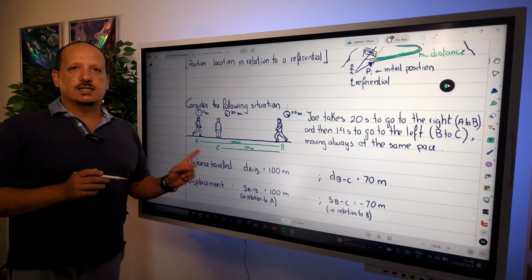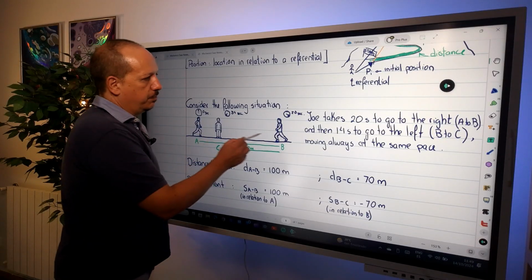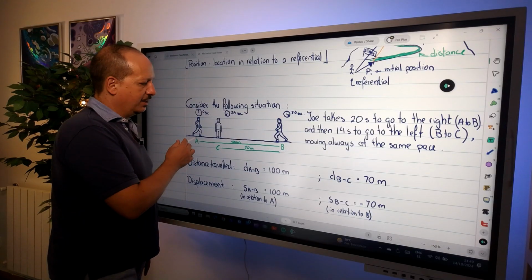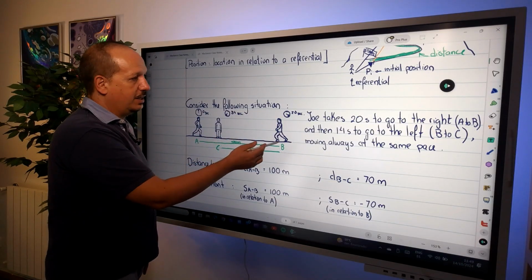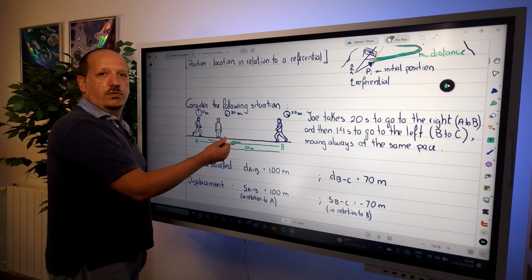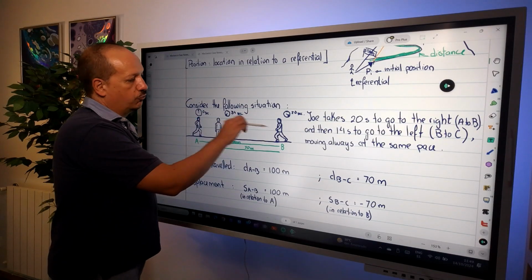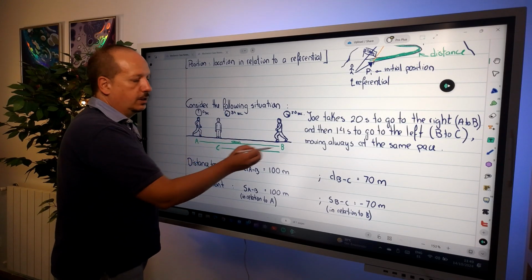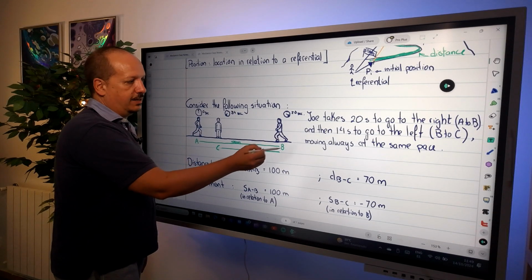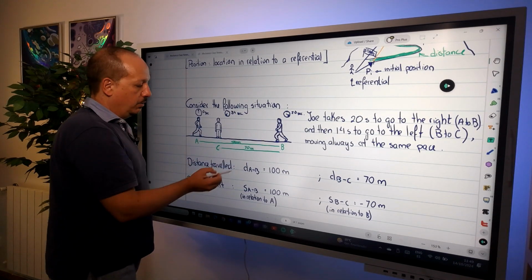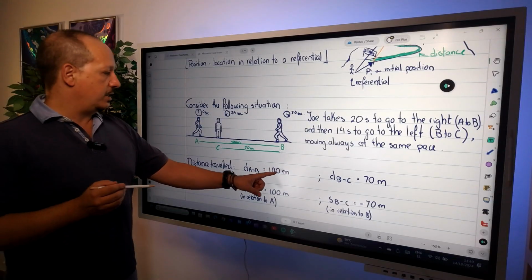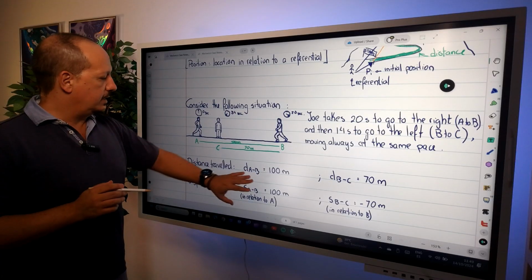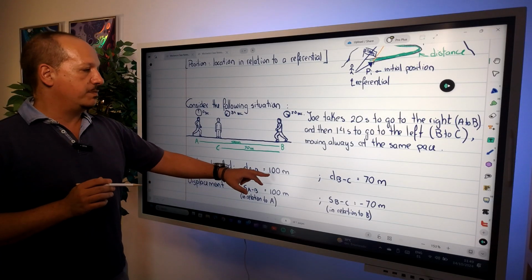So what is the total distance that he traveled? He traveled 100 meters over there. If you do the math, you will know that it is 100 meters. I wrote it down already. And then 70 meters over here. So 100 meters to the right, 70 meters to the left. So the total distance that he traveled, this was his path, his trajectory, was 100 meters from A to B. Here I'm just focusing from A to B. So here the distance traveled was 100 meters.